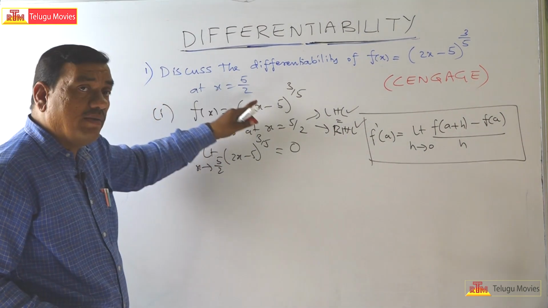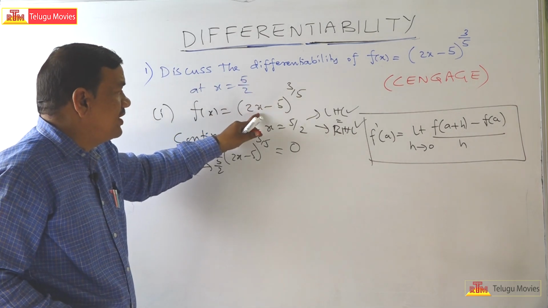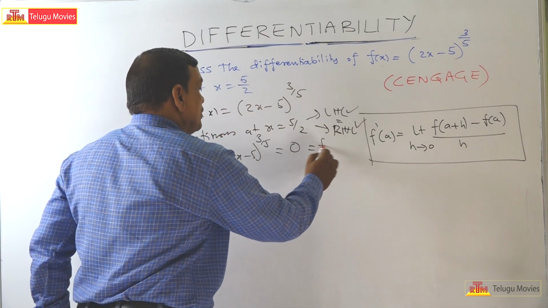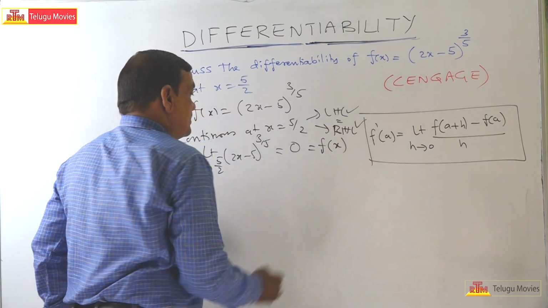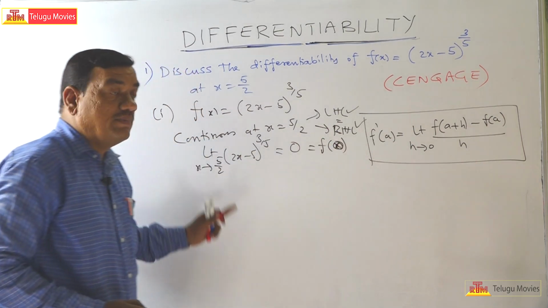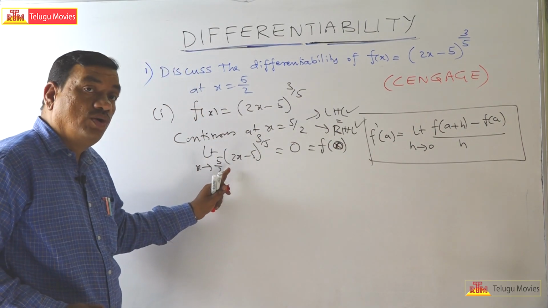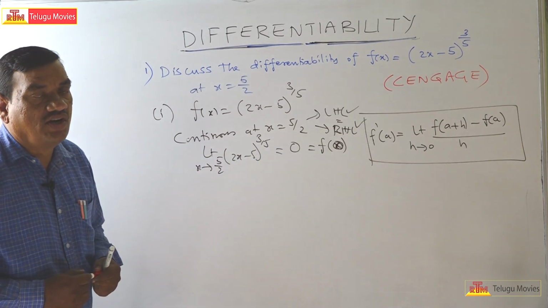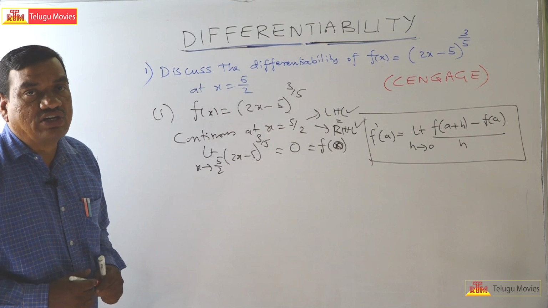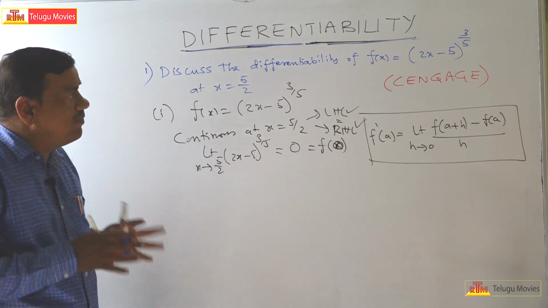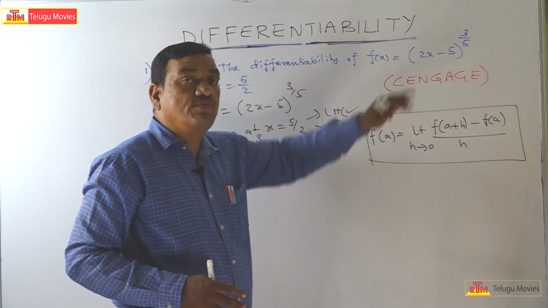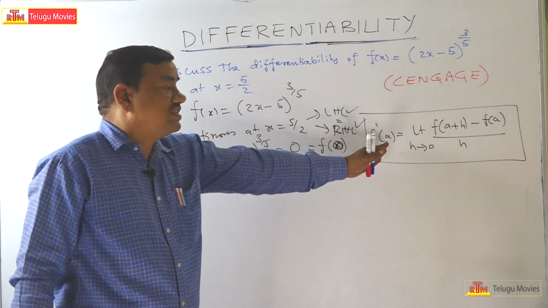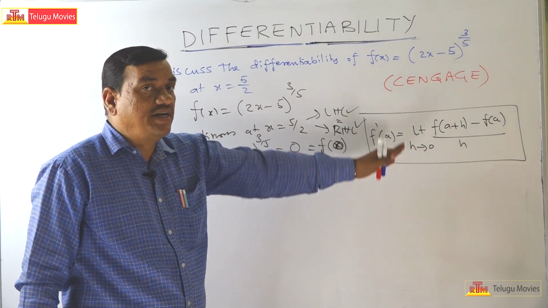At x = 5/2, f(x) is also equal to 0. That means the limit as x tends to a of f(x) is equal to f(a). Therefore, the function is clearly continuous at x = 5/2. So our main focus is whether it is differentiable or not. For that, we will check the left hand derivative and the right hand derivative.